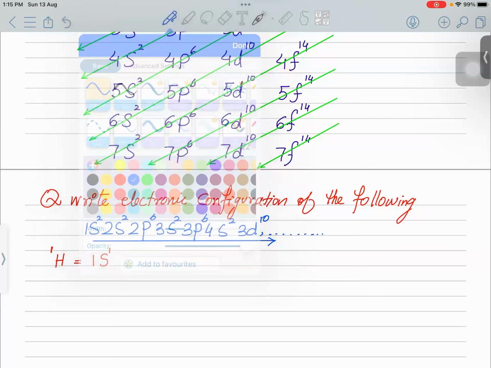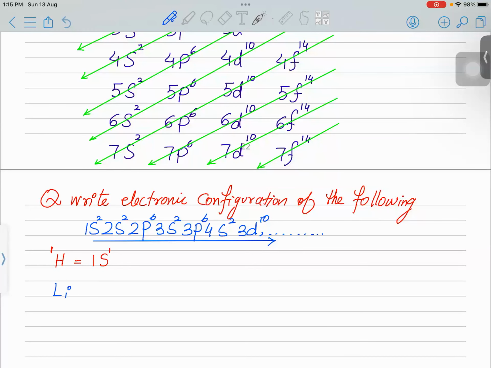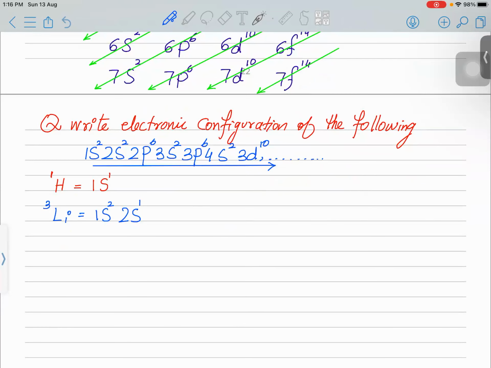Now second is lithium. Lithium is 3, so you have 3 electrons. In 1s, fill 2 electrons, then 2s. Now you have 1 electron left, so 2s1. Are you getting my point or not? Yes, sir.